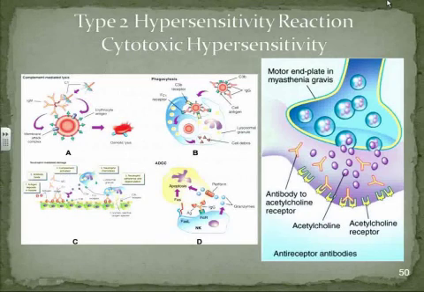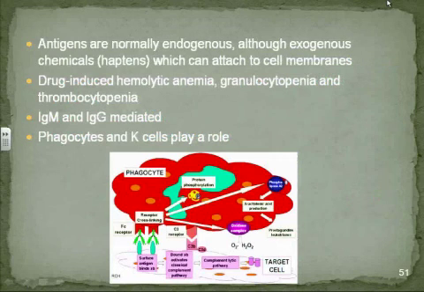Type 2 hypersensitivity reaction is also what's called a cytotoxic hypersensitivity. In these individuals, you get antibodies that will be released and cause the actual damage to different components in the body. Antigens are normally endogenous, although exogenous chemicals such as haptens can attach to the cell membrane. It can cause drug-induced hemolytic anemias, granulocytopenias, and thrombocytopenias. They're usually IgG and IgM mediated. The phagocytes and NK cells usually play a very important role of activation in causing the destruction of these different cells.